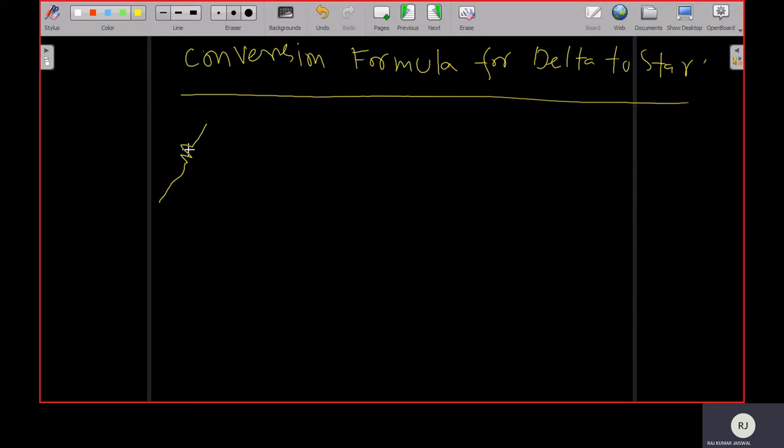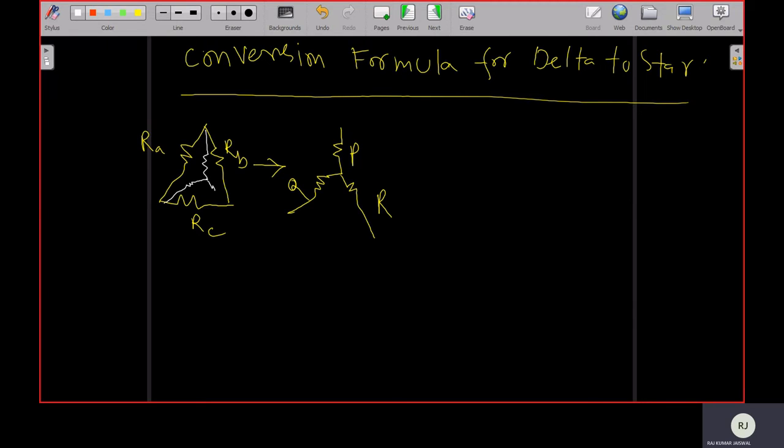For example, this is the delta network and we have to change it into a star network. This is an example with RA, RB, RC, and this is P, Q, R. You can keep the names. Then just try to understand the concept, that is important. We could draw it this way also: P, Q, R. Then what is the formula?